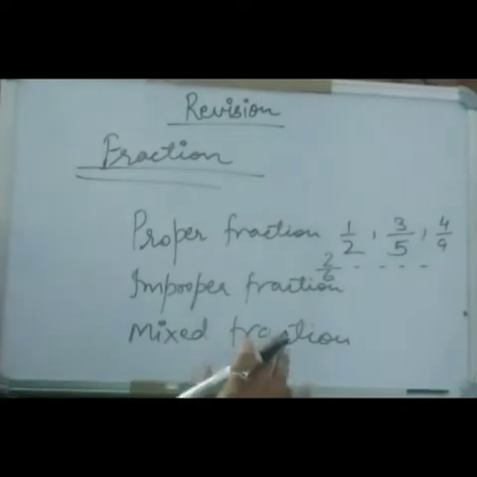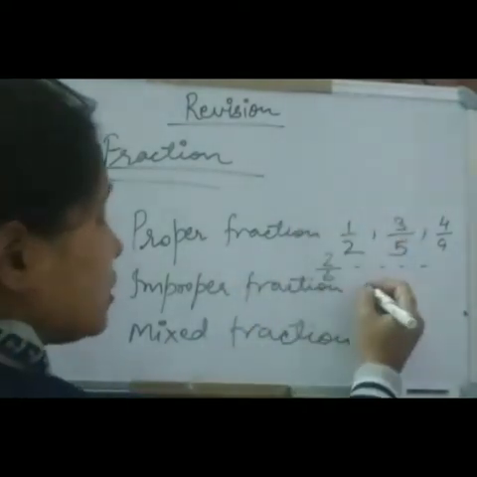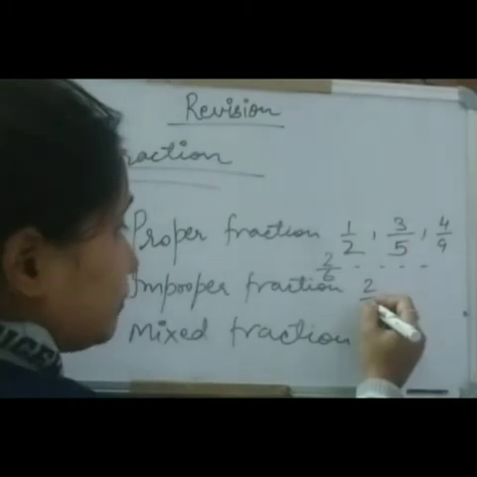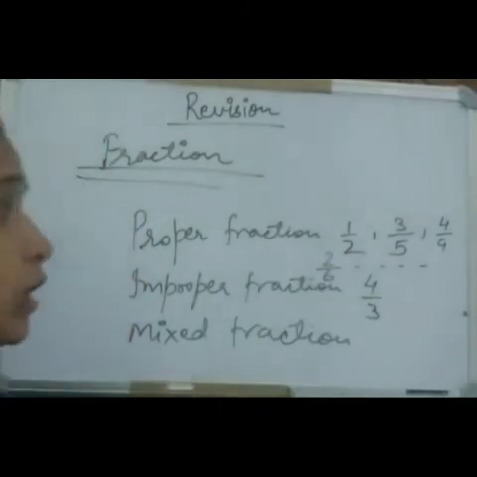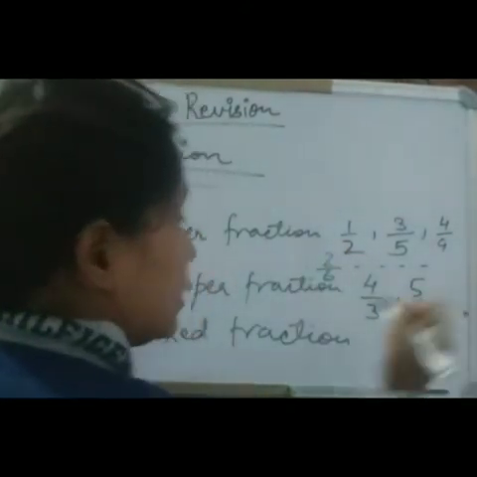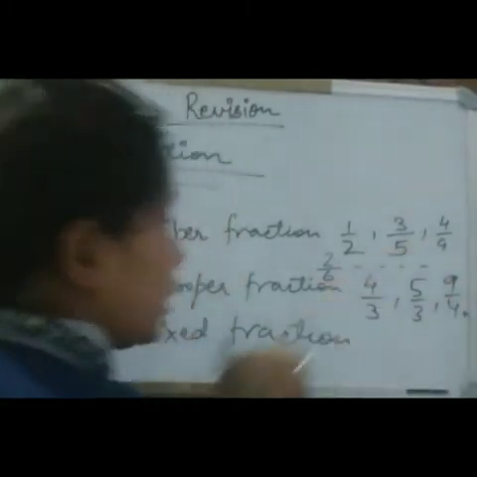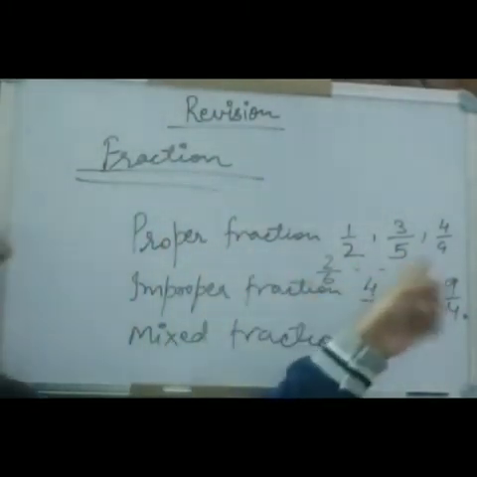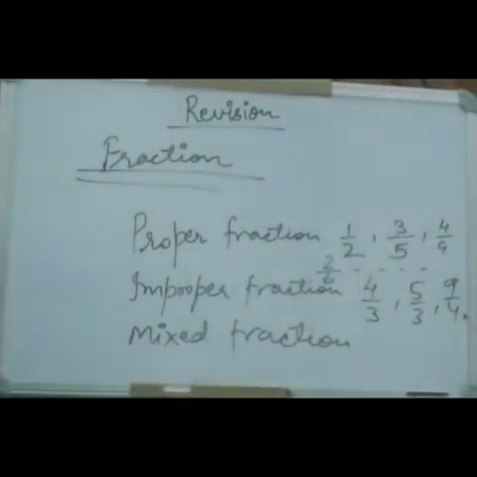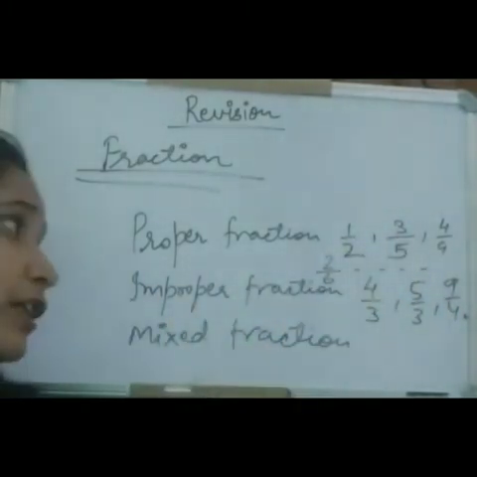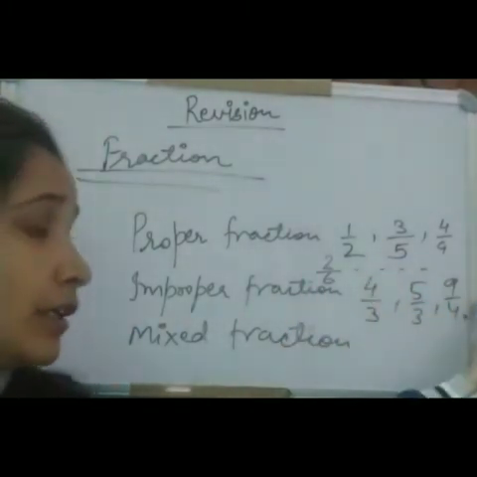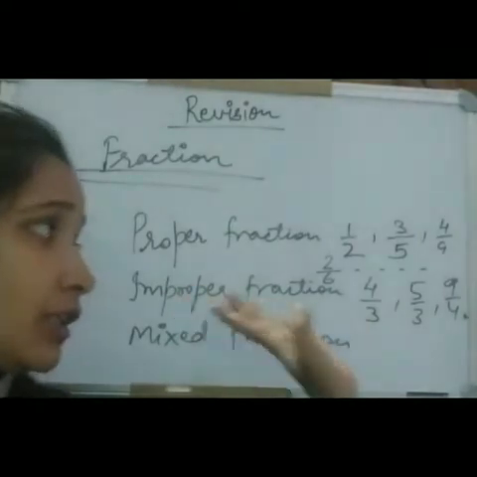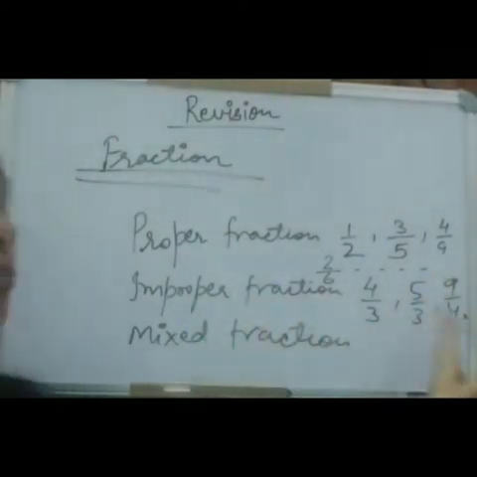Okay. And what are improper fraction? Just opposite to this. Means 2 upon 1 you can say, or you can simply write it 4 upon 3. This is improper fraction. 5 upon 3 is improper fraction. 9 upon 4 is improper fraction. In proper fraction numerator is smaller than denominator. And in improper fraction numerator is greater than denominator. See, 4 is greater than 3, 5 is greater than 3, 9 is greater than 4. So these are improper fraction.